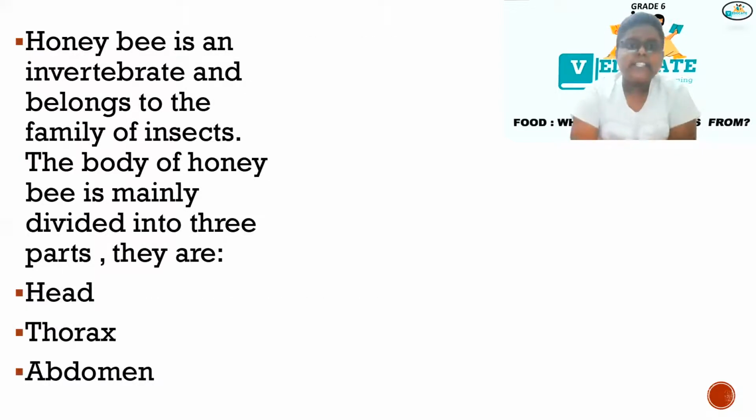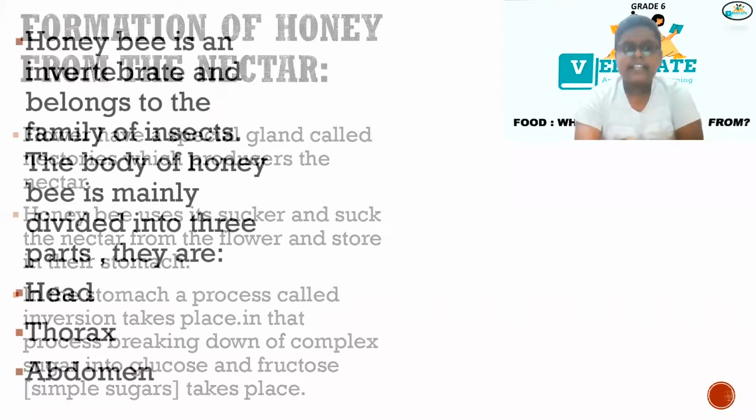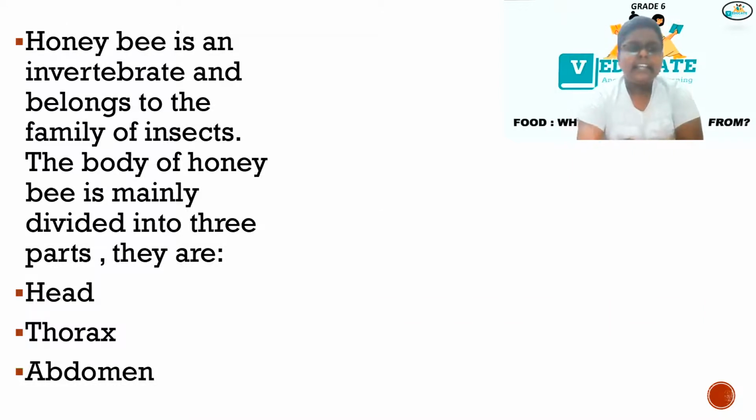Honeybee is an invertebrate and belongs to the family of insects. The body of a honeybee is mainly divided into three parts. Invertebrate means it doesn't have bones. So there are three parts of a honeybee: head, thorax, and abdomen.